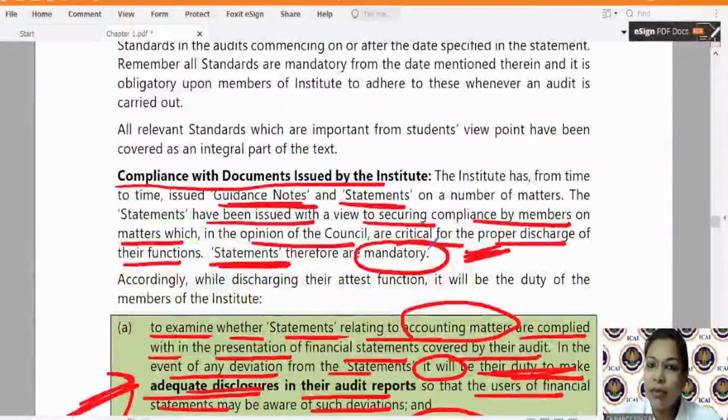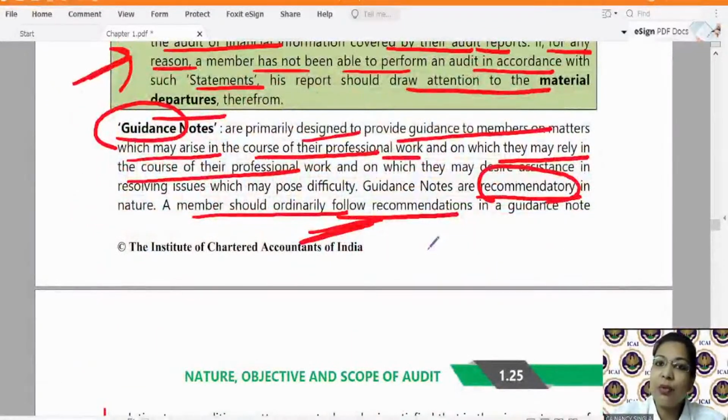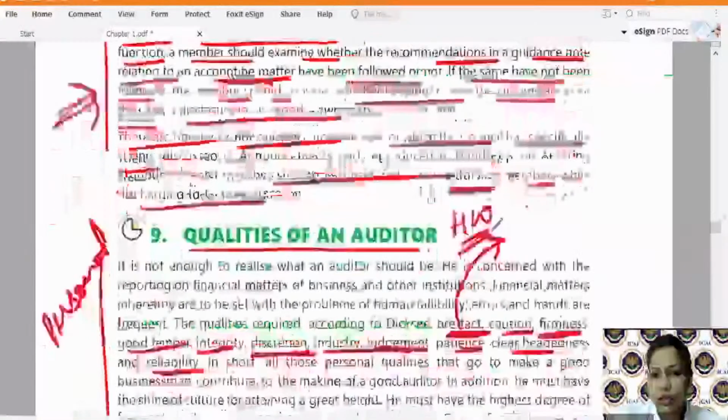Okay? Statements we have done, that statements issued by ICAI, these are mandatory in nature. So if these are not complied with, either on the accounting matters or on the auditing matters, the auditor will have to mention it in his audit report. Guidance notes, as the name suggests, are what? For guiding the members. So these are of recommendatory nature, though ordinarily a member follows the recommendation. So if these are not followed either on the accounting matter or the auditing matter, if the auditor considers it necessary, he will mention it in his audit report.